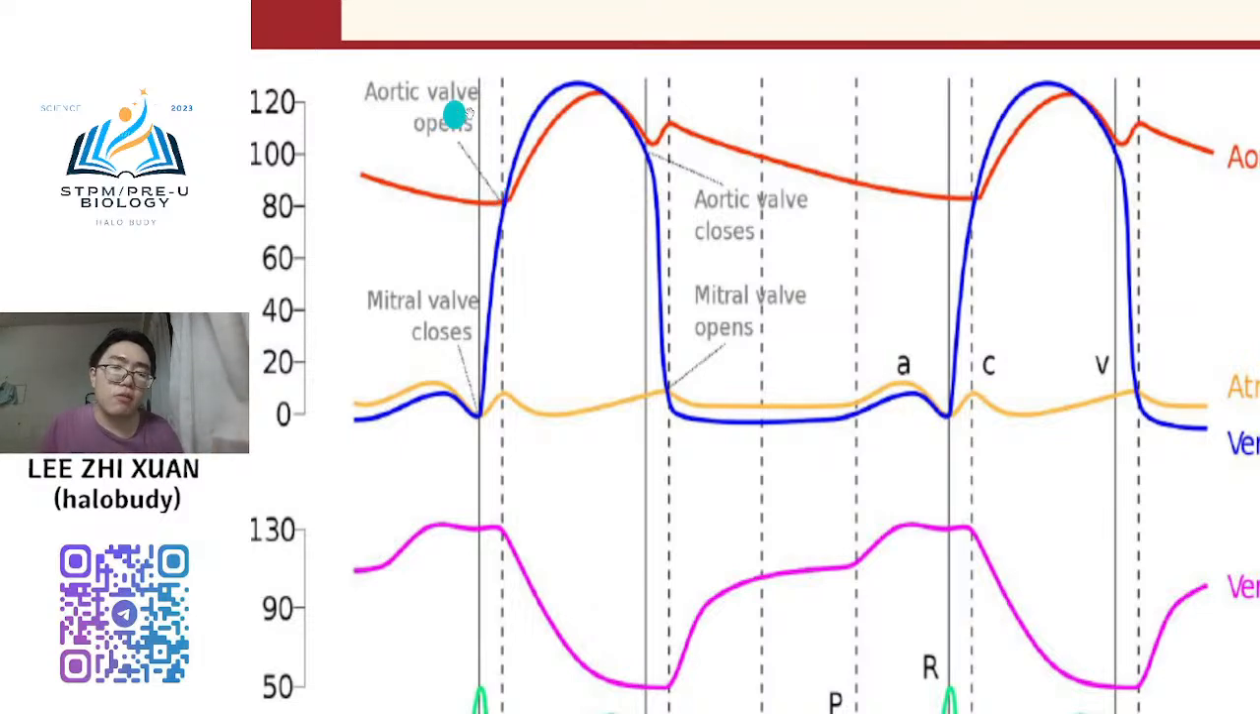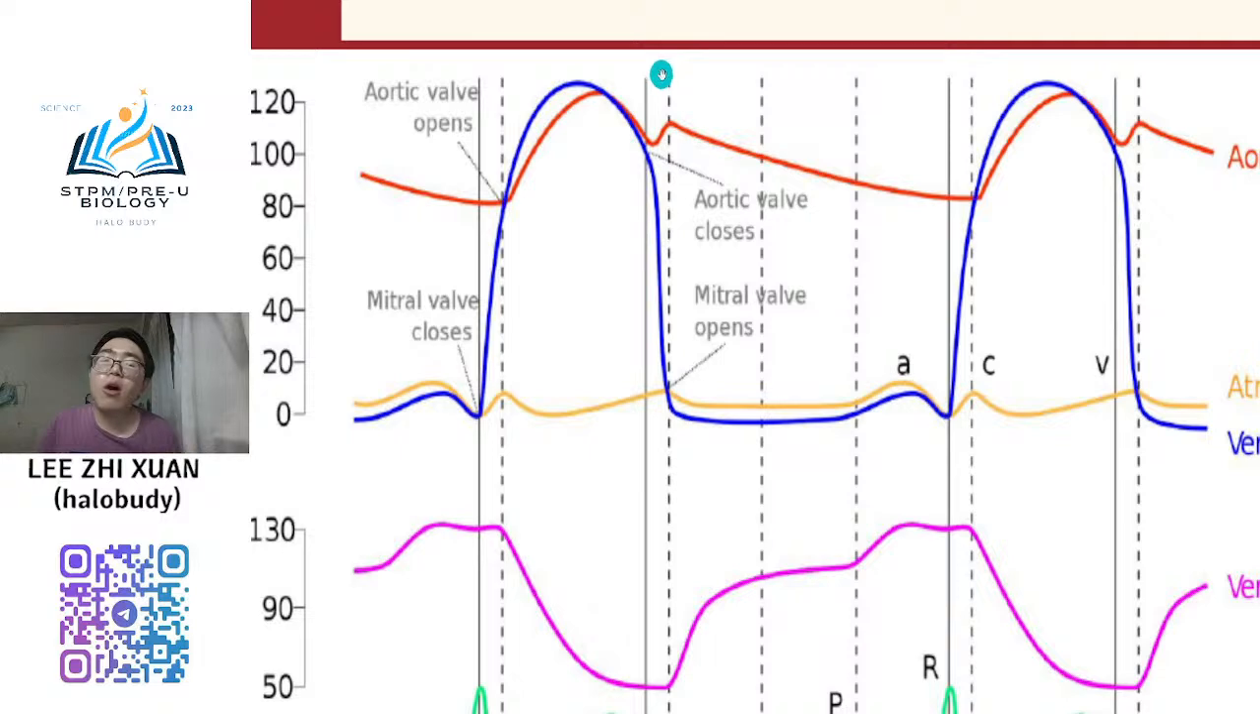So the aortic valve, the semilunar valve, will start to open. When the semilunar valve starts to open, it starts to pump the blood. So when it pumps the blood, the pressure increases again. The aortic pressure and ventricular pressure will increase until they reach the maximum, and later they will decrease. Why decrease? When they start to decrease, it means that the blood in the ventricle is already absent. All the blood is already pumped out.